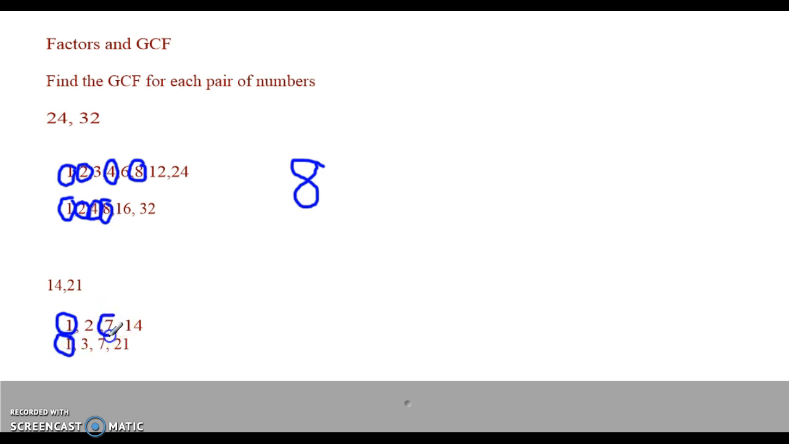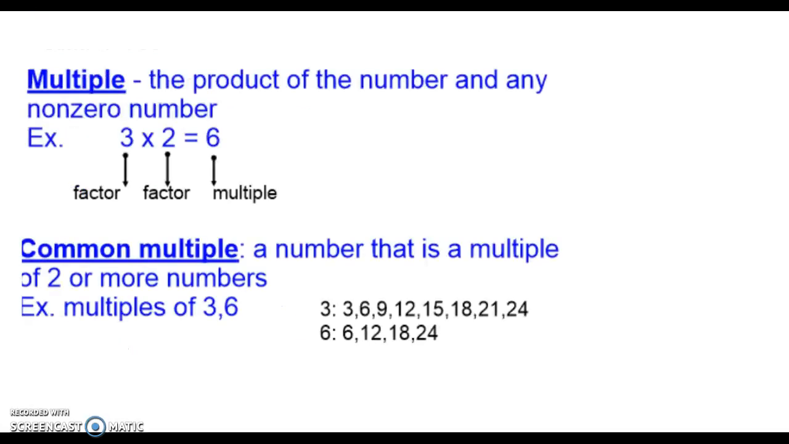They both have a 7 in common, and that is it. So what is the largest number they both have in common? The answer is 7. So your GCF of 14 and 21 would be 7.